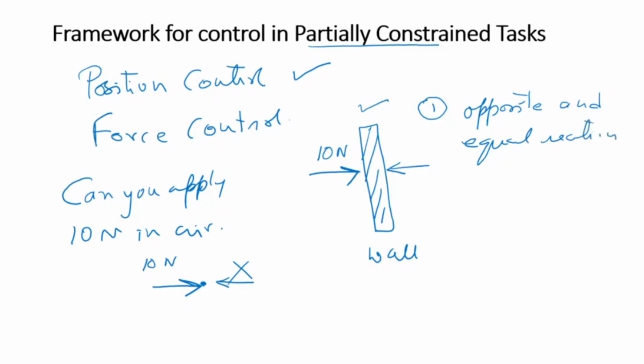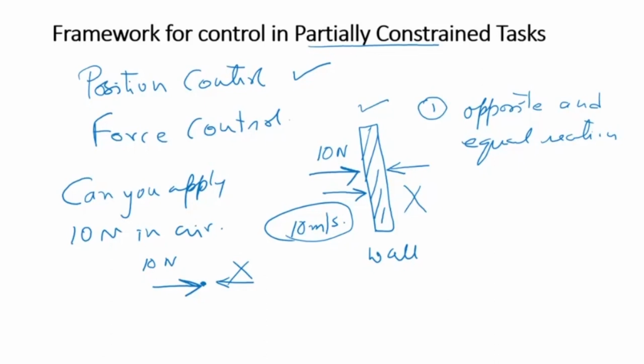Now what about position? Suppose I say you move in this direction with a velocity of 10 meters per second. Can you move in this direction, I mean on the surface of the wall? Move towards the right with 10 meters per second. Can you move? No, you cannot. Why? Because the wall is constraining you. You can't move in that direction.